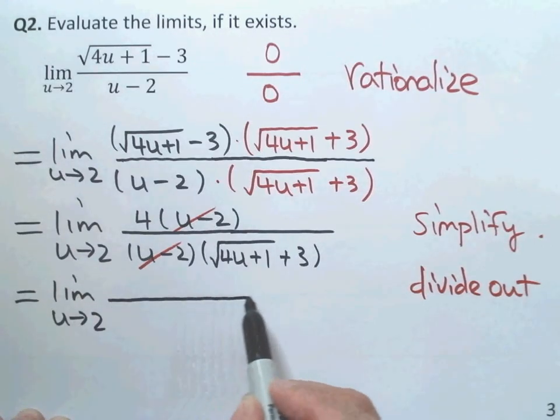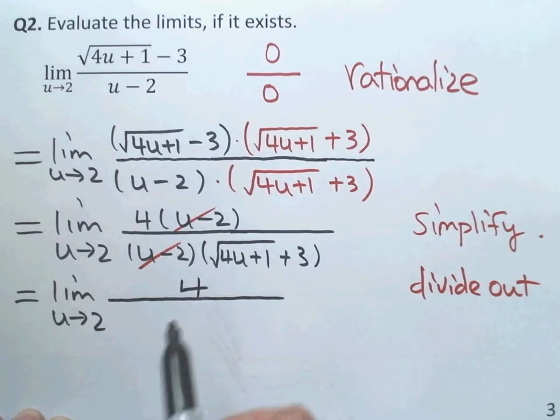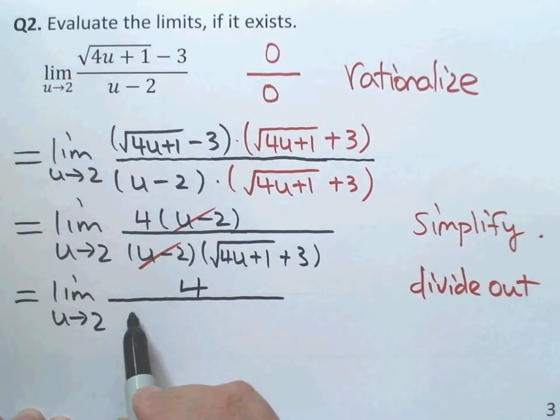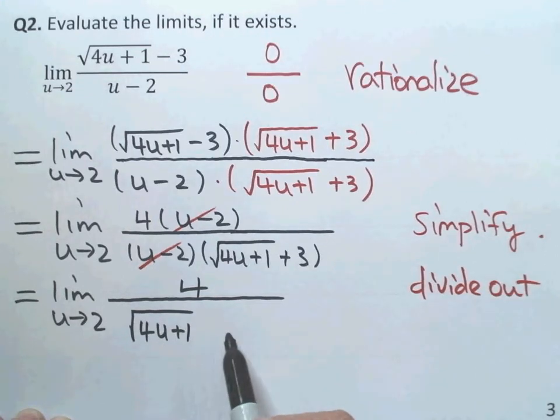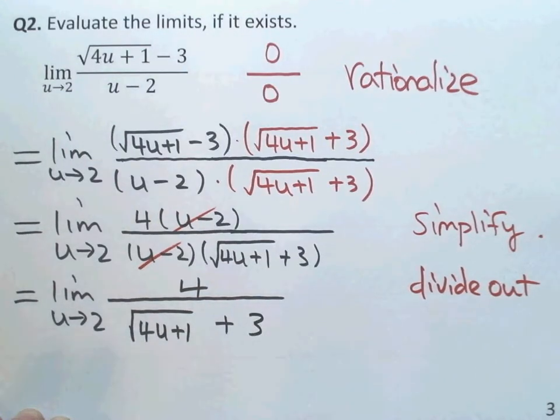u approaches 2. Now the numerator is 4. The denominator goes to the square root of 4u plus 1, plus 3. We're going to the irrational: this radical goes to the denominator. So this time it will not make trouble for us.